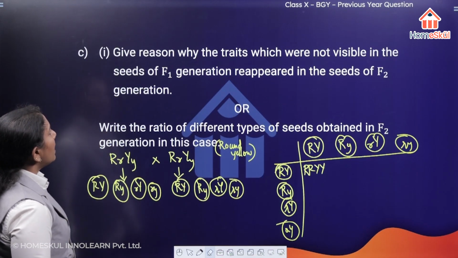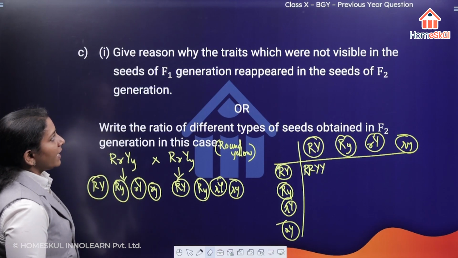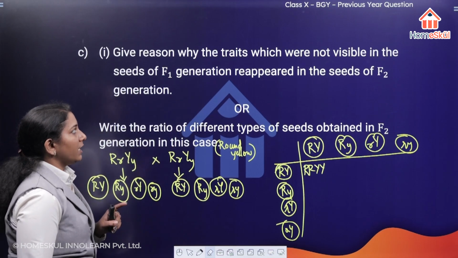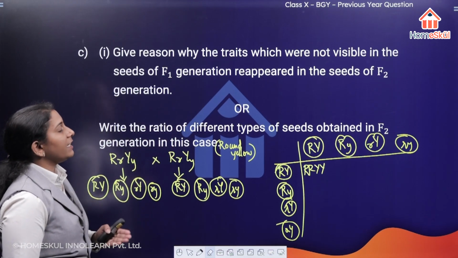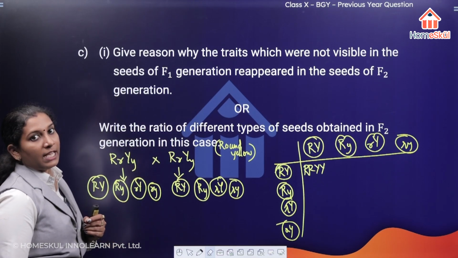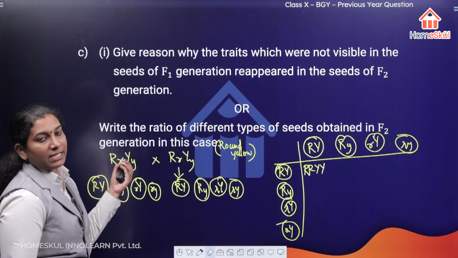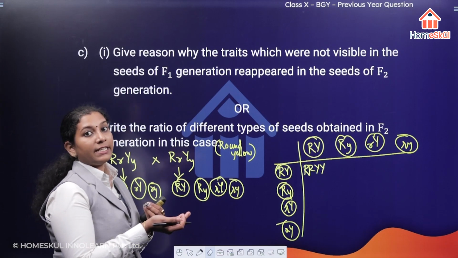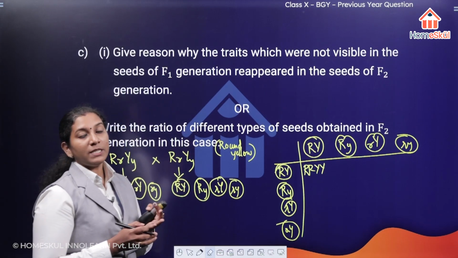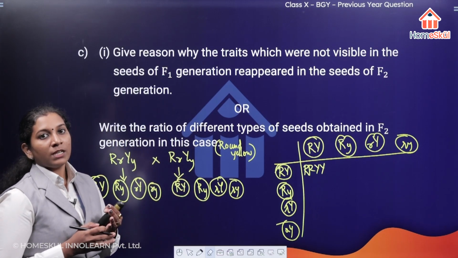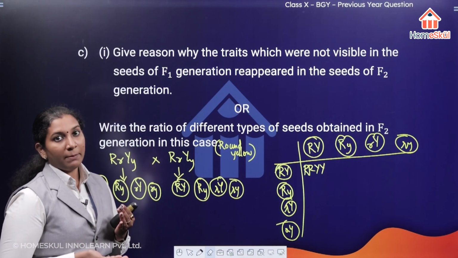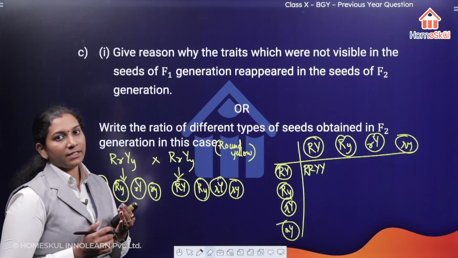Okay, then part C: give the reason why the traits which were not visible in the seeds of the F1 generation reappeared in the seeds of the F2 generation. According to the law of dominance, the recessive traits will not express in the F1 generation. They will be expressed only in the F2 generation because of the law of segregation. That is the reason for that.